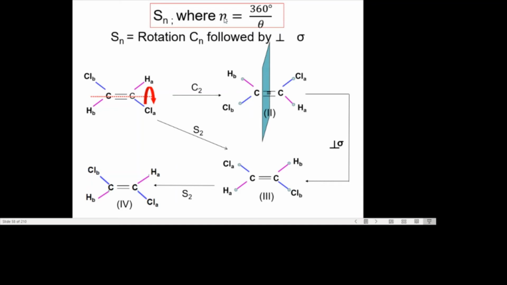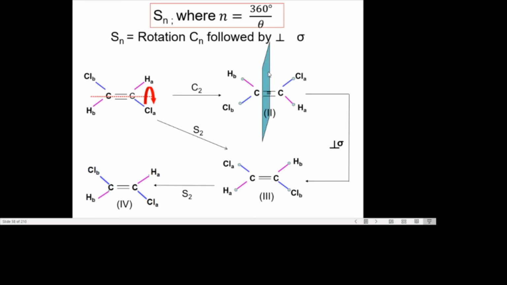All these things we can represent like this also, where Sn represents the improper axis of rotation and n equals 360 divided by theta. Here also, theta is the angle of rotation. For example, in this molecule, trans-dichloroethylene, we have considered 180-degree rotation, so we can represent it as C2. Note down, this C2 is not the proper axis of rotation. It just represents that the angle of rotation theta is 180 degrees, followed by perpendicular sigma, that means the plane perpendicular to it.